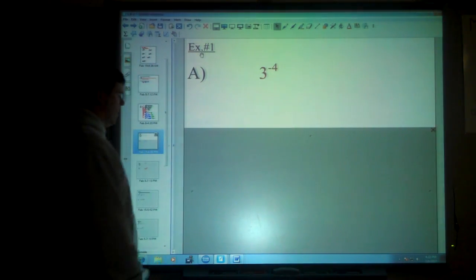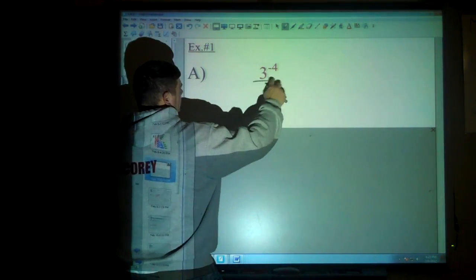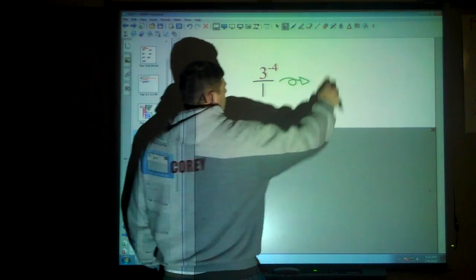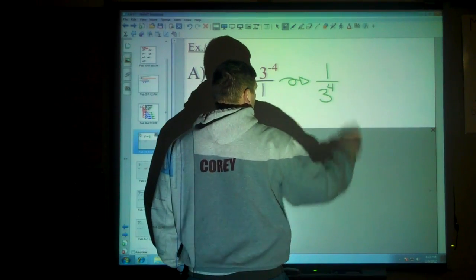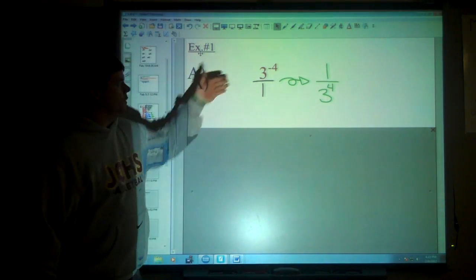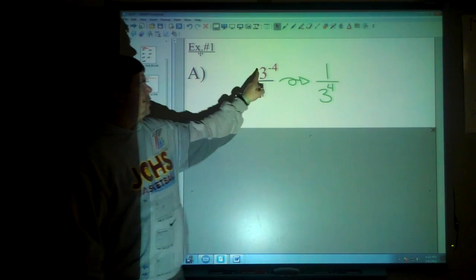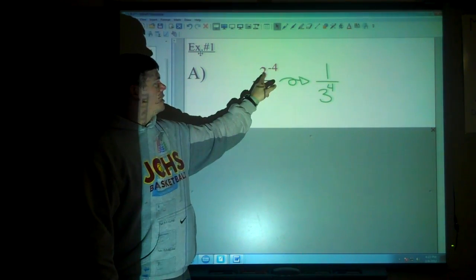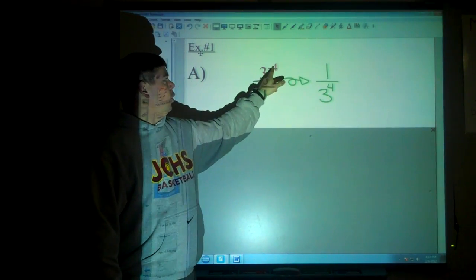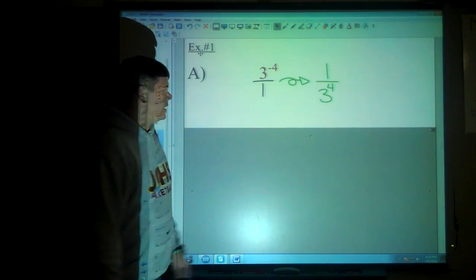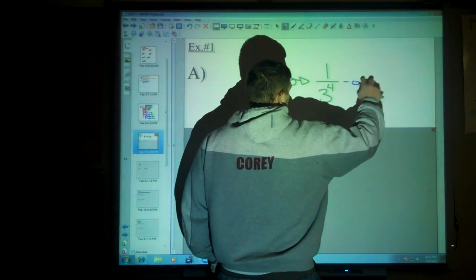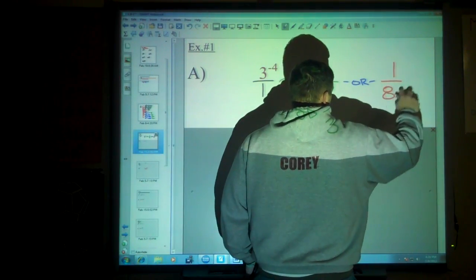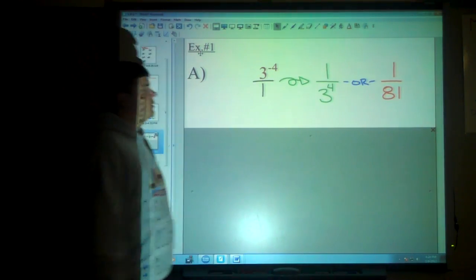3 to the negative 4th power. One suggestion I have is you make it a fraction, which then tells you to take the reciprocal, making that 1 over 3 to the 4th power. So you can either leave it as 1 over 3 to the 4th. Notice that the base does not change signs. If it's positive, it stays positive. Only the exponent is changing signs. 1 over 81.